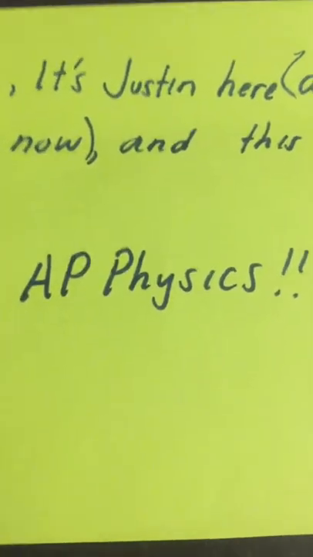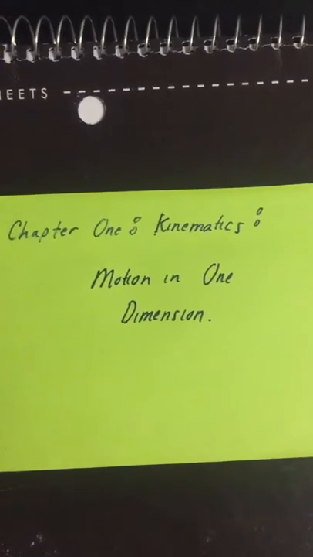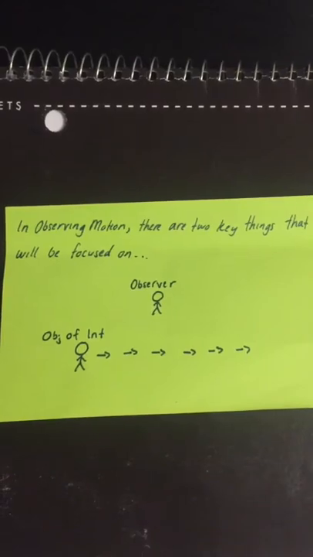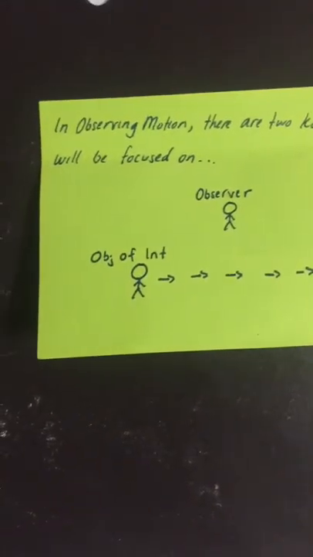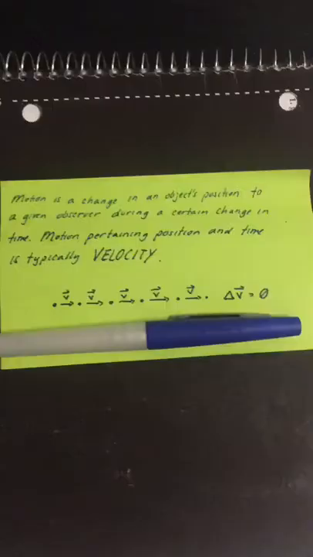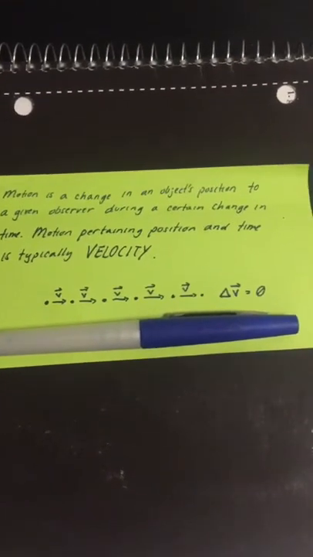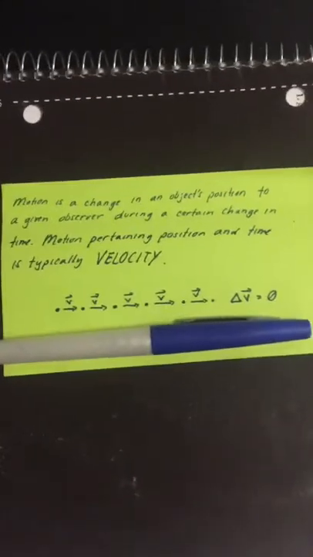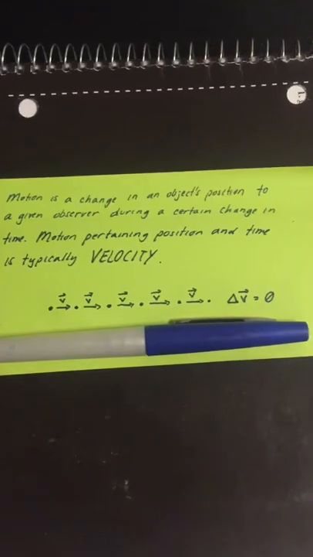AP Physics, Chapter 1, Kinematics, Motion in One Dimension. In observing motion, there are two key things that we focused on: the observer and the object of interest. The observer can also be an object of reference. Motion is a change in an object's position relative to a given observer or point of reference during a certain change in time. Motion pertaining to position and time is typically described as an object's velocity.